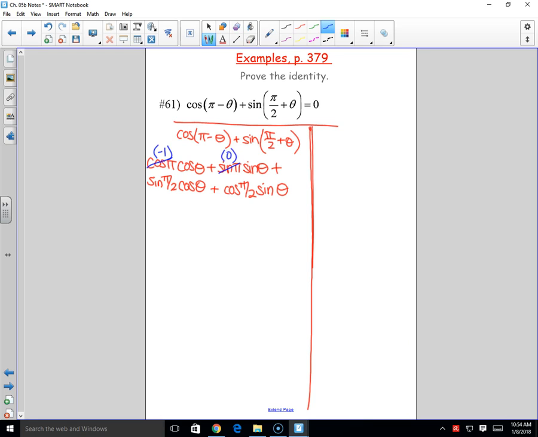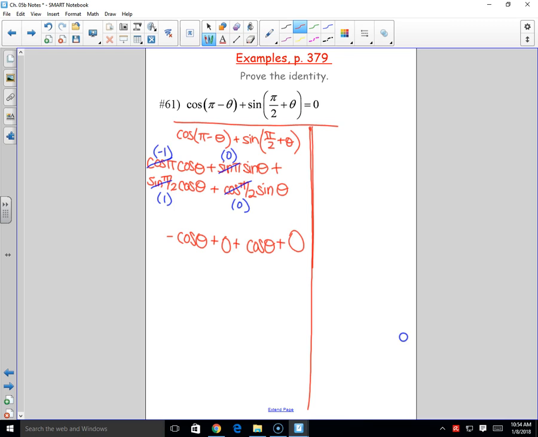0 times anything is 0. How about sine of pi over 2? That's going to be a 1. And how about cosine of pi over 2? 0. Okay. So cosine times negative 1 is negative cosine. 0 times anything is 0. Cosine times 1 is cosine.